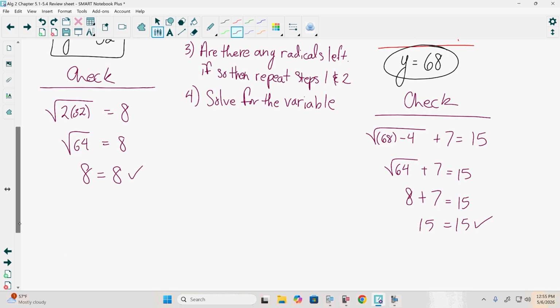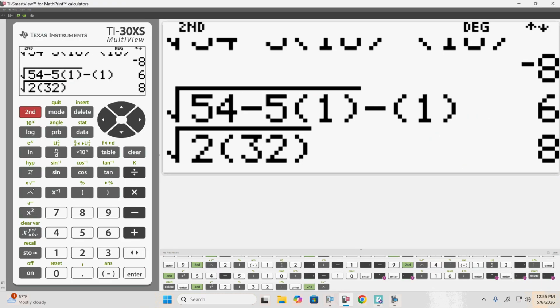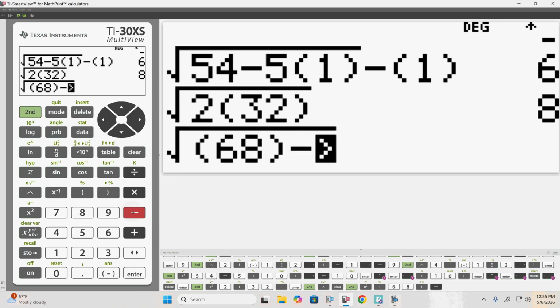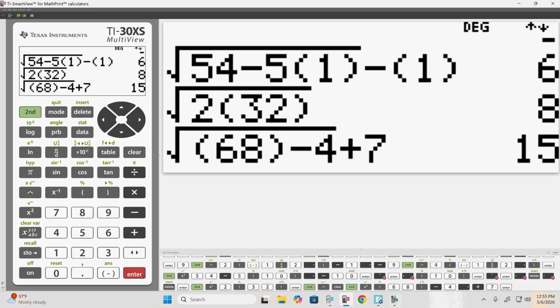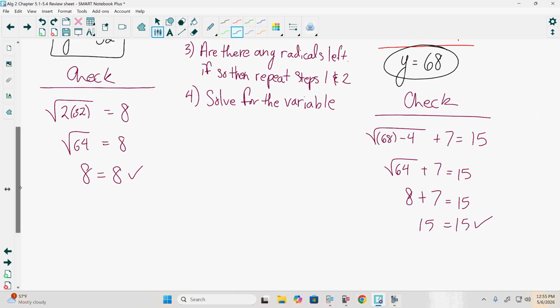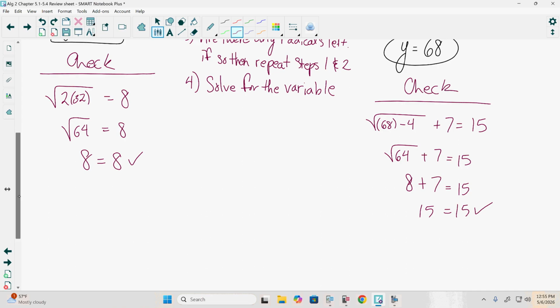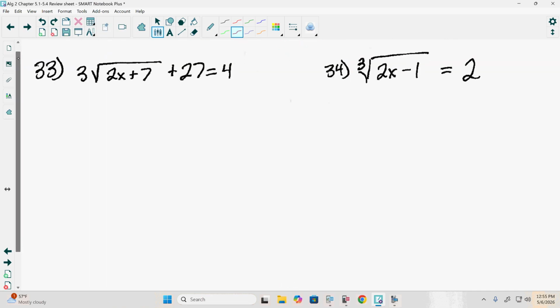And we could have plugged that into the calculator too. Second square root, not x root. Second square root, 68 minus 4 plus 7 is 15. It does work. Questions on 31 or 32? Questions on 33 or 34?